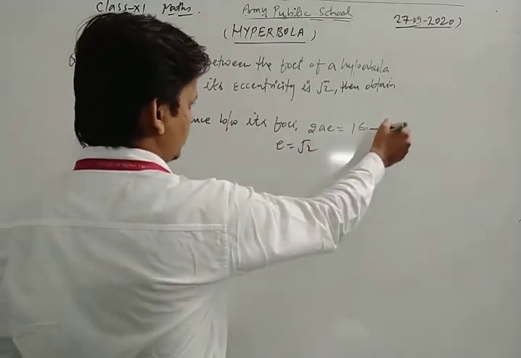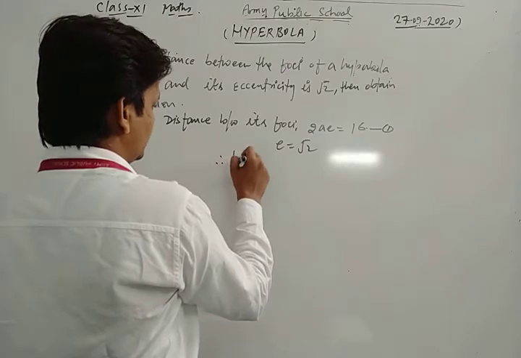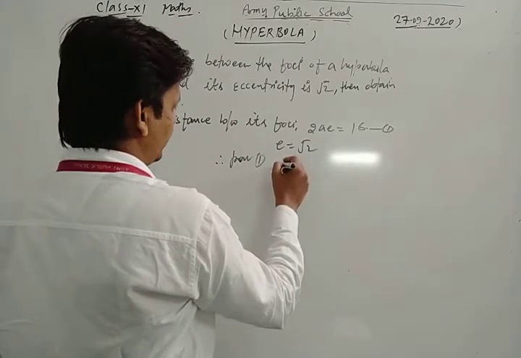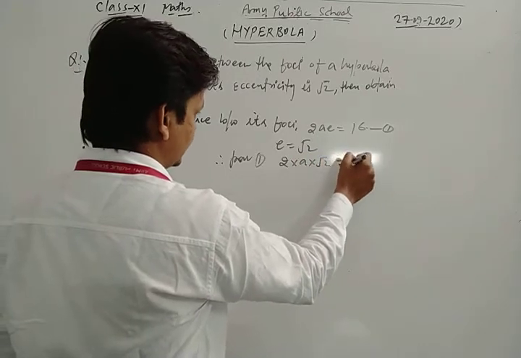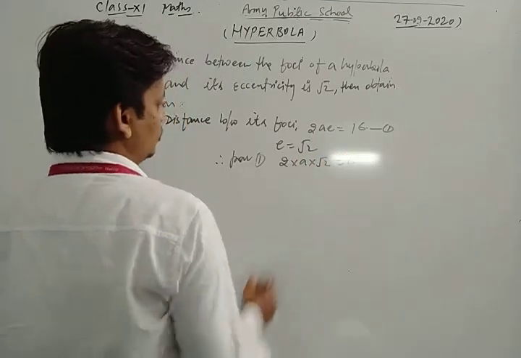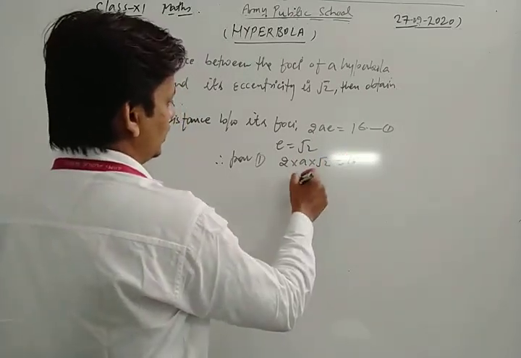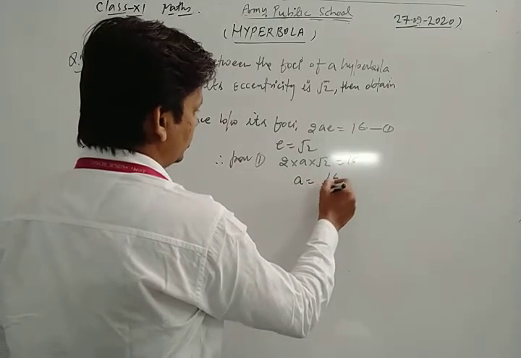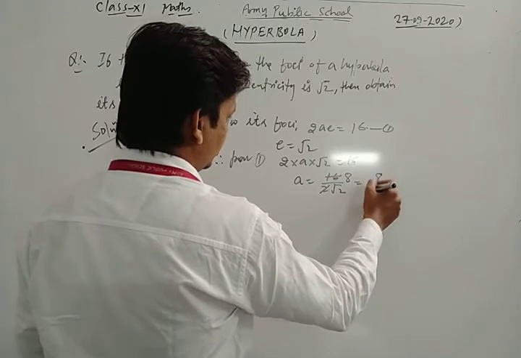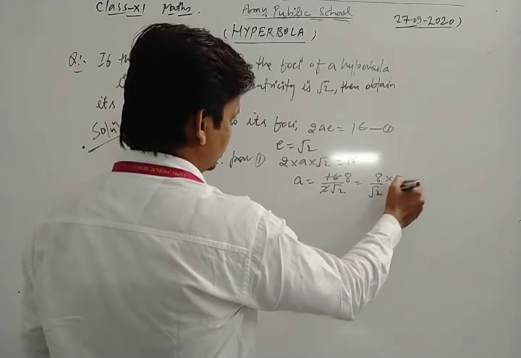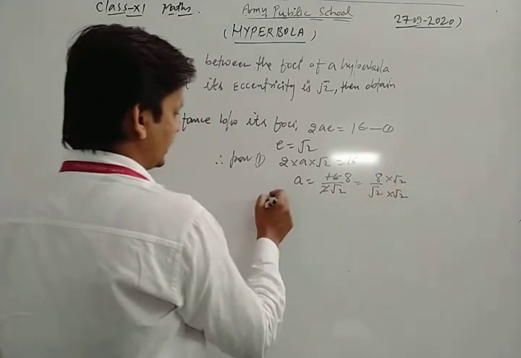So here we take equation 1. From 1, the value of 2 into a into root 2 is equal to what? 16. Thus the value of a is equal to 16 upon 2 root 2. 2 8s are 16, that is 8 upon root 2. We must multiply both the numerator and denominator by root 2. So we get as what?